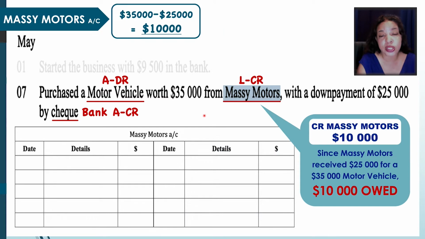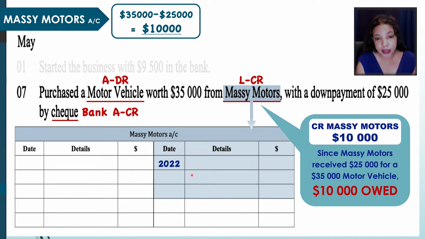And now we go to the account. Remember, we are only focusing on that account for now. So we have a Massy Motors account, and we are only looking at what we do to Massy Motors. The account says to go on the credit side. That is what it means to credit. So you go on the credit side, always this side. You put the year, so 2022, make sure to put it on the other side as well.